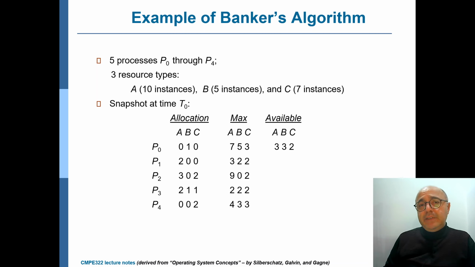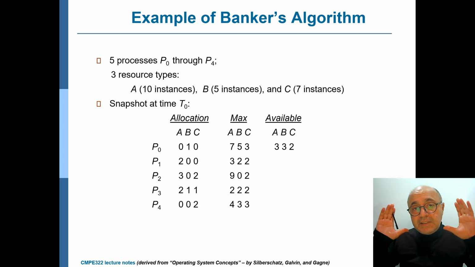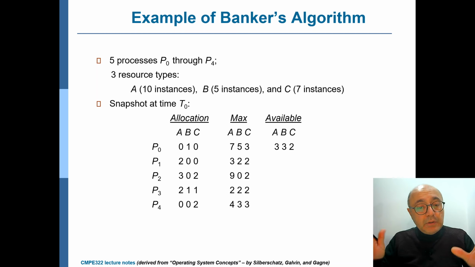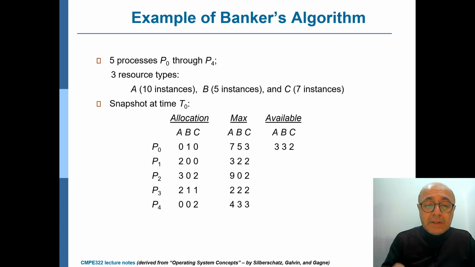So here we have an example, just running that algorithm. Let's assume that we have a system of 5 processes, P0 to P4, and there are 3 resource types in our system, A, B, and C, with the given number of instances. The system has been running for some time, so at some moment in time, we take a snapshot of the system. Let's call that time T0. Note that T0 is not the beginning. It's just any point in time while these 5 processes are executing. Just at that very moment, this is the picture we see.